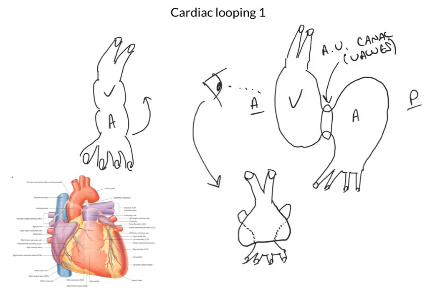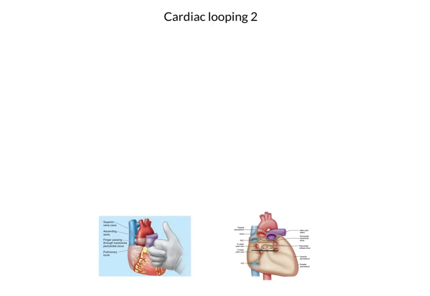So that's the first thing I want to talk about with respect to cardiac looping. The second aspect of cardiac looping is going to help us understand some features of the pericardium known as the pericardial sinuses. So what we've got to do now is draw our primitive heart tube but add on the pericardium.